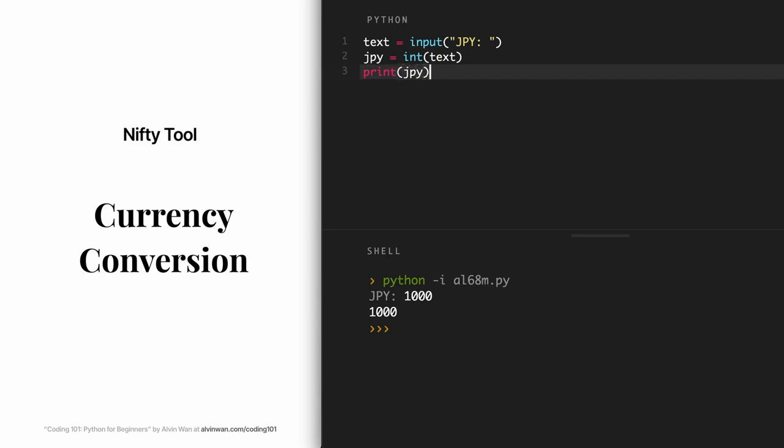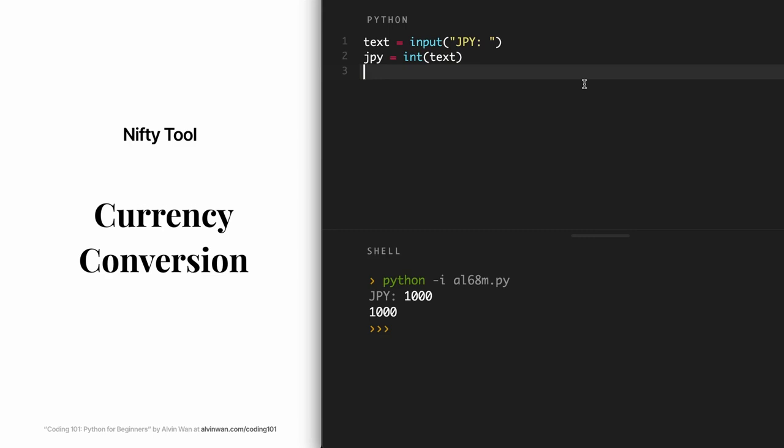Print of JPY. Hit run in the top left. Your program prompts, input 1000 to test, and your program should print the same number you inputted with no quotes. Perfect, your program works. Now we can divide by the conversion from Japanese yen to US dollars. According to Google, $1 US is equivalent to 155.68 yen as of the time of this video. So we divide by that.